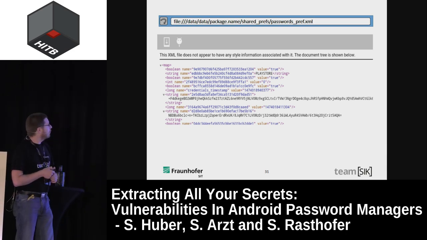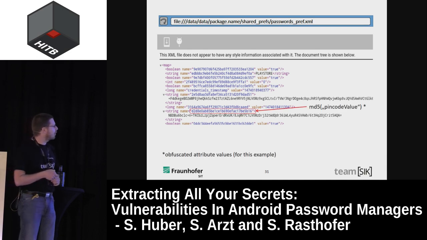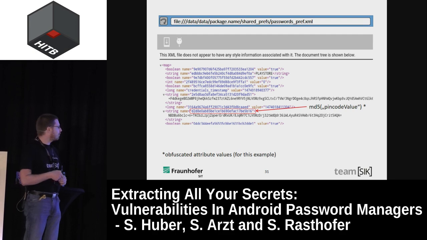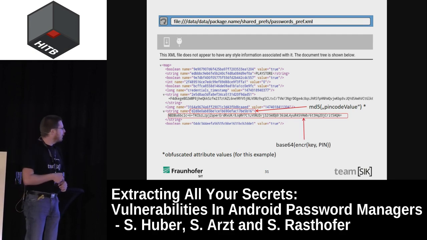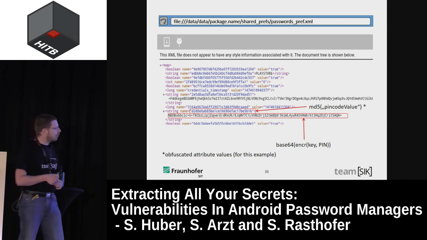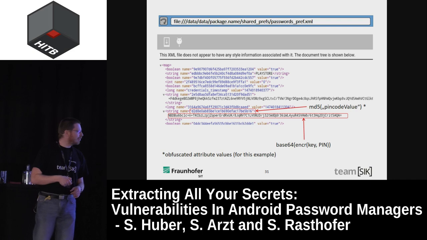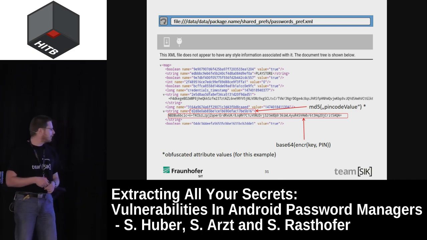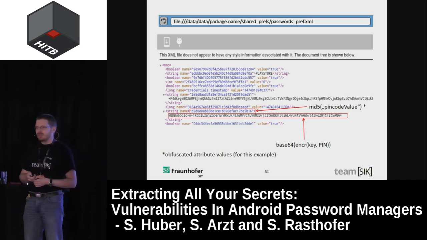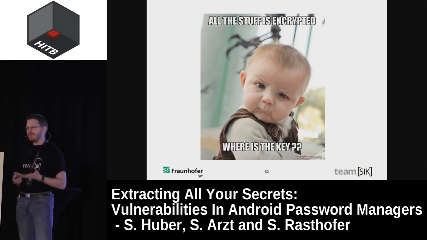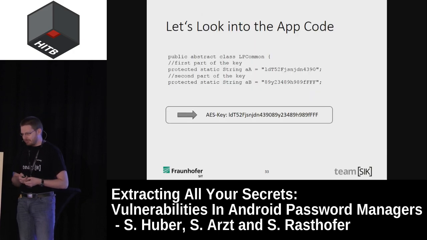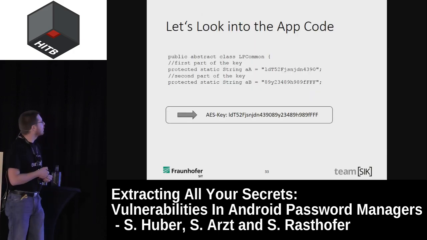Here you see a more sophisticated XML file. For instance, the XML values and attributes are obfuscated just by an MD5. And what you can see here is our master password or our PIN. It's base64 encoded, so we cannot read it, but it's also really encrypted with an additional key. The question is now, for decrypting the master password, we need the key. And where can we get this key? This is very easy. We just look into the code, because the key is hard-coded in the application.